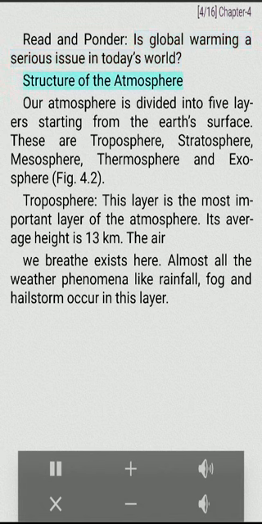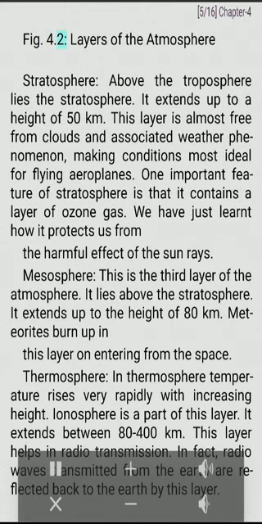Structure of the atmosphere. Our atmosphere is divided into 5 layers starting from the Earth's surface. These are Troposphere, Stratosphere, Mesosphere, Thermosphere, and Exosphere. Fig. 4.2. Troposphere. This layer is the most important layer of the atmosphere. Its average height is 13 kilometers. The air we breathe exists here. Almost all the weather phenomena like rainfall, fog, and hailstorm occur in this layer. Fig. 4.2. Layers of the atmosphere.